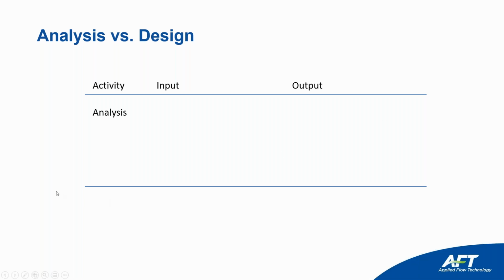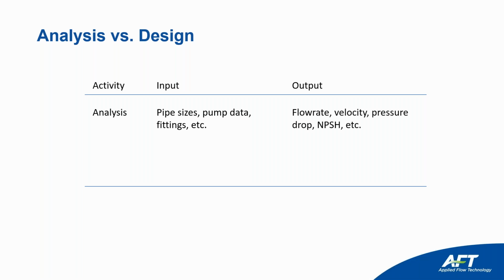By analysis, we mean that your input is going to be the pipe size, pump data, your fittings and losses, your resistance curves, different things like that. And the results that you're going to see are flow rates, pressures, velocities, NPSH, valve open percentages, different things like that. And so that's what you're looking at as an analysis tool.